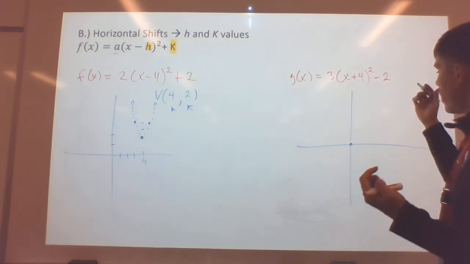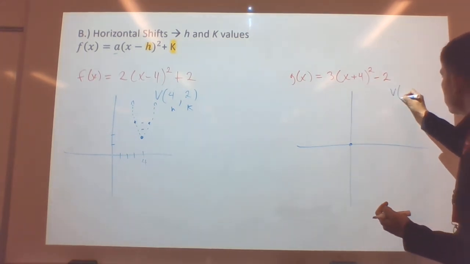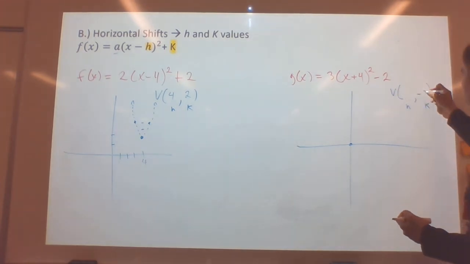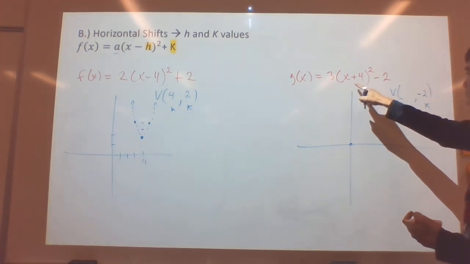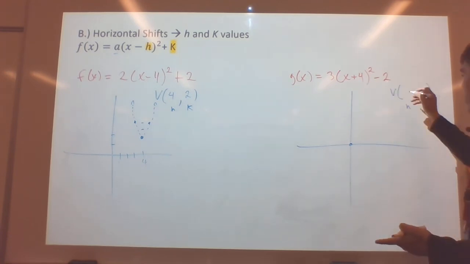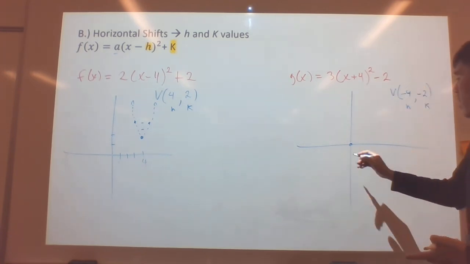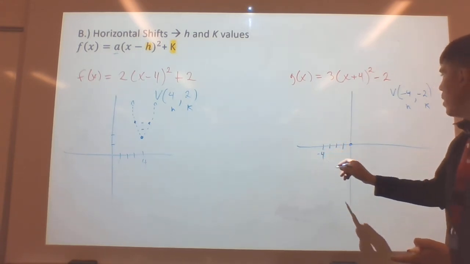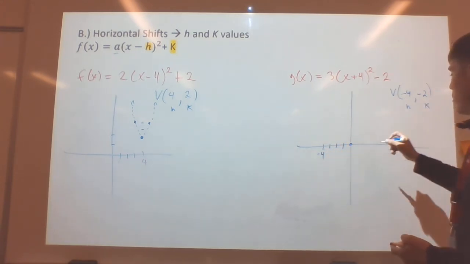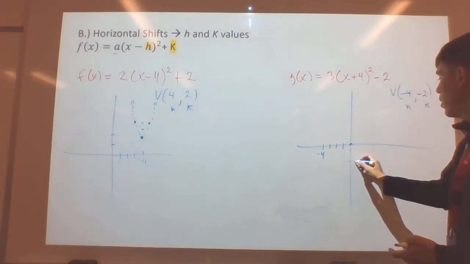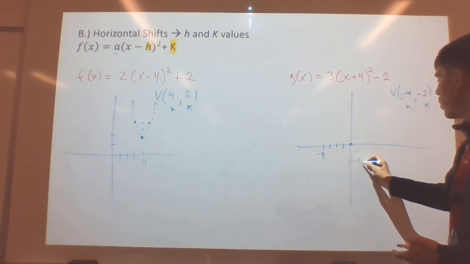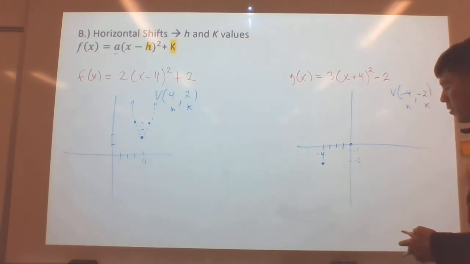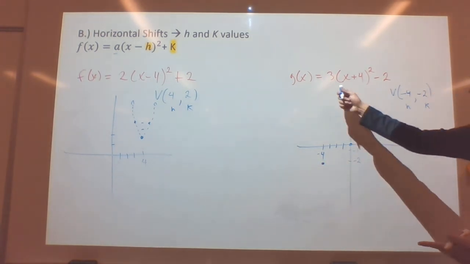Find my vertex. Okay, what's my vertex? Well, again, what's my h and what's my k? My k is minus 2. My h is going to be plus 4, which means it has to be a negative 4. And so we're going to go down 1, 2, 3, 4, so negative 4. And we're going to go down 2, 1, 2, which means that my vertex is going to be right there. Okay, that's my vertex, and I'm going to open up because it's positive.